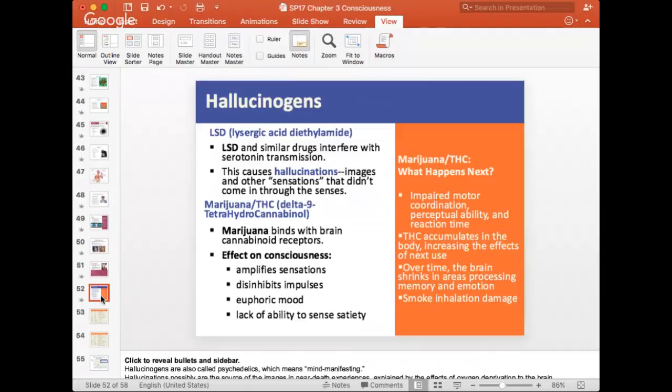The lack of ability to sense satiety is the lack of ability to know whether or not you are hungry. So if you ever hear the term, like if someone is high and they have the munchies, what's actually happening there is the person doesn't know whether or not they're hungry or not, or whether or not they're full. I'm sorry, satiety refers to being full. So they don't know that they're full, so they just keep eating.